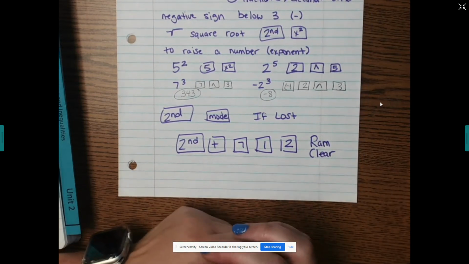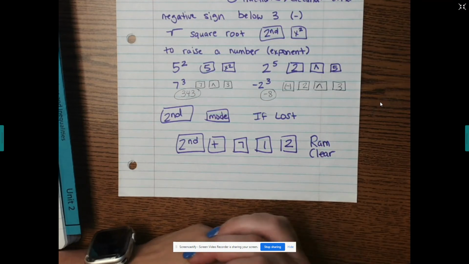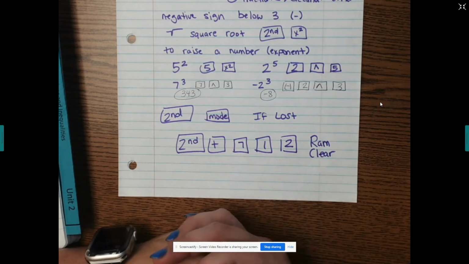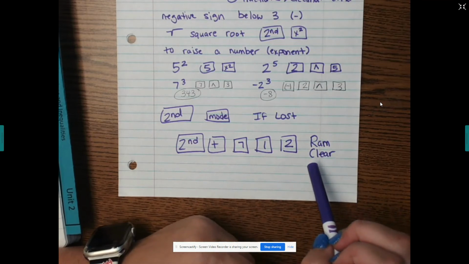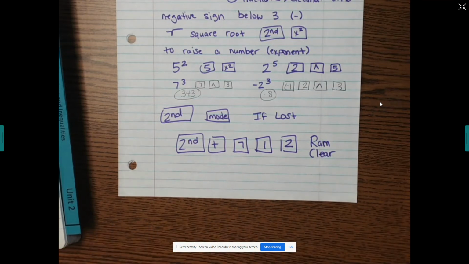It's also a good idea to do that at the beginning because if someone messes with your settings and you don't know it, then you're going to be upset. So at the beginning and end of every class, really, you should be practicing this. Second plus 712 every single day. All right, that is all I have for calculator reminders.